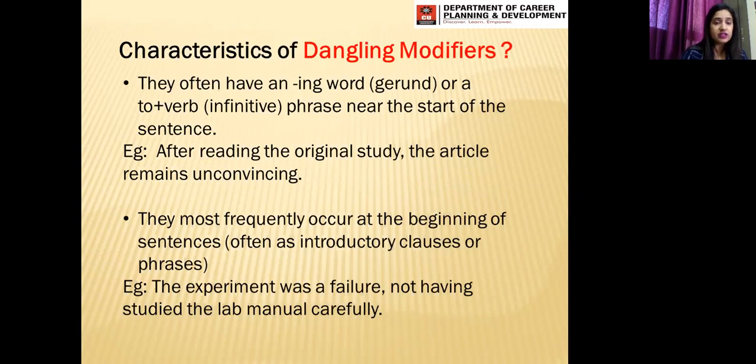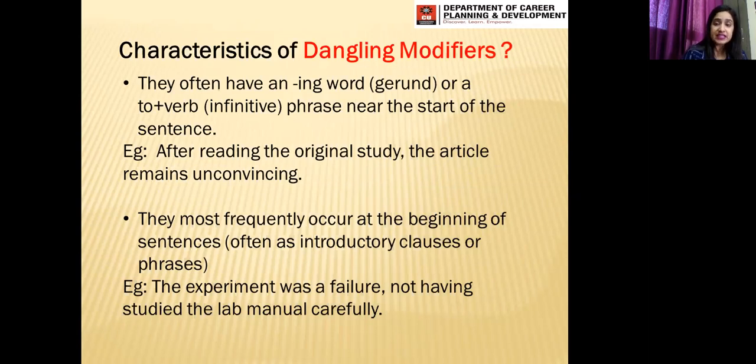Now, the first thing is, they often have an -ing word (gerund) or "to" plus verb infinitive phrase at the start of the sentence. For example, "After reading the original study, the article remains unconvincing." Over here, "after reading the original study" is again dangling, because an -ing gerund is there, so reading is working as a noun over here. Plus, it is not referring to who read the study. So it becomes an example of a dangling modifier.